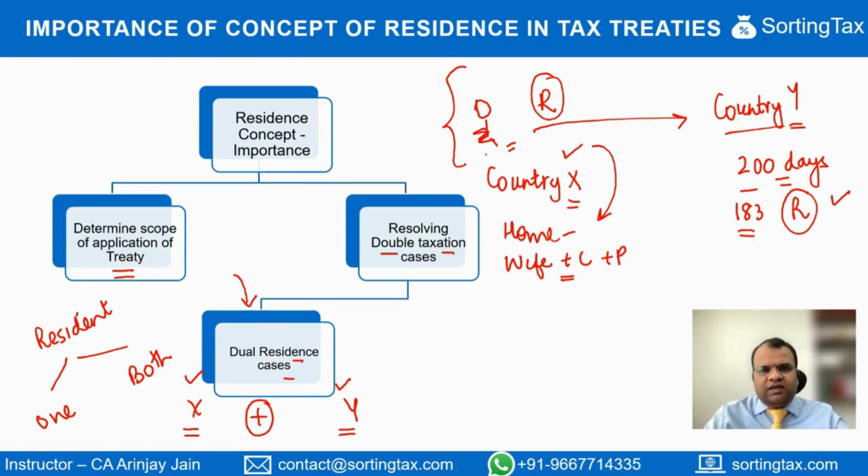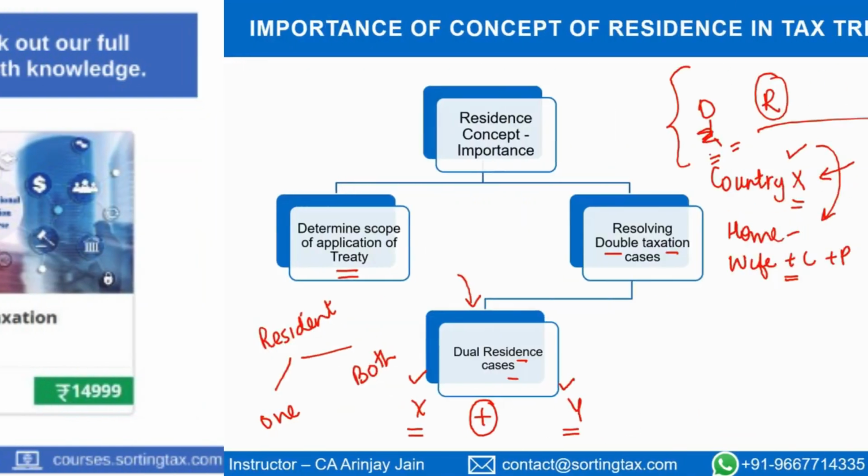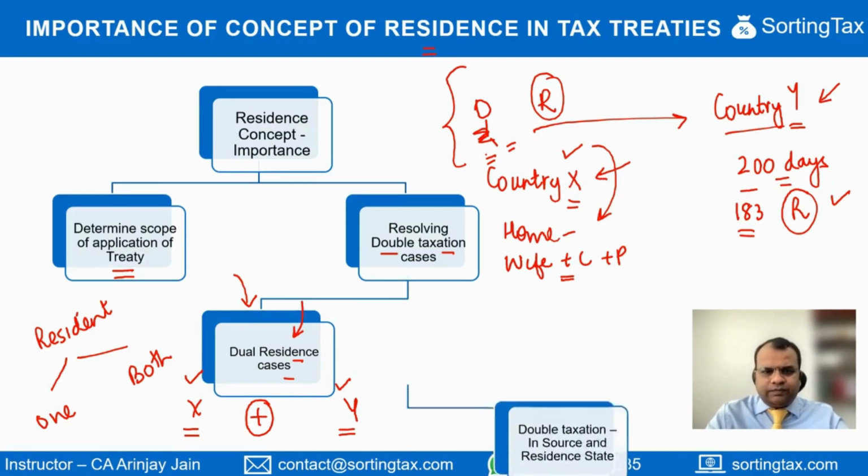This individual is actually a resident of country X as well as country Y. So there's a case of dual residence. Now, how you resolve this is something which is dealt with in Article 4.